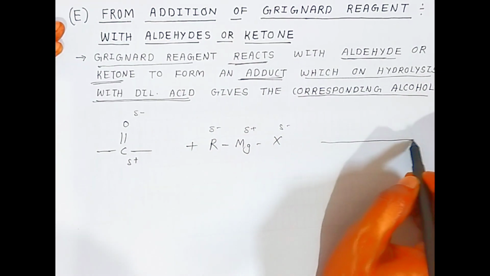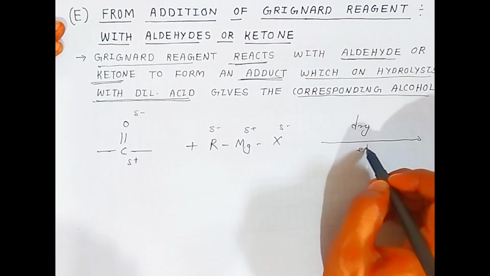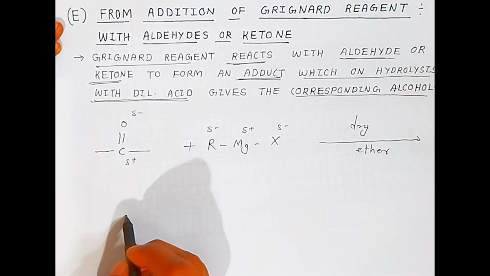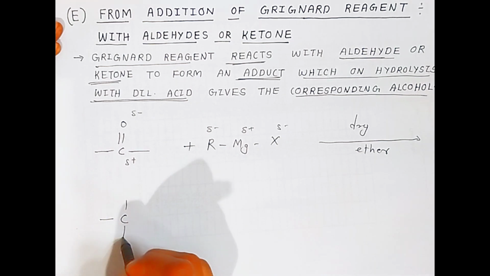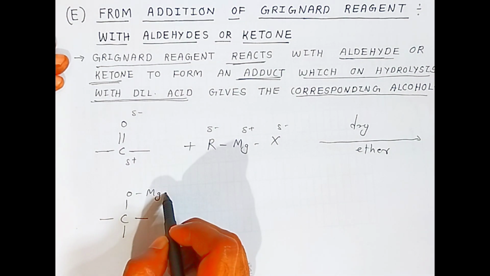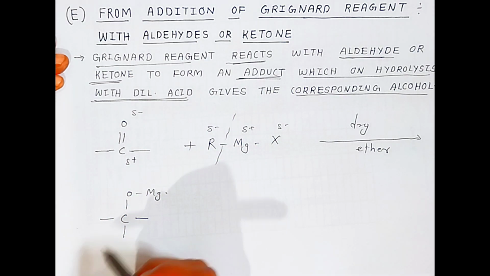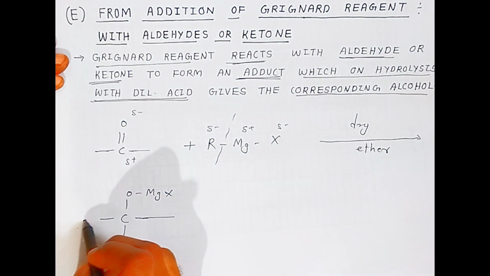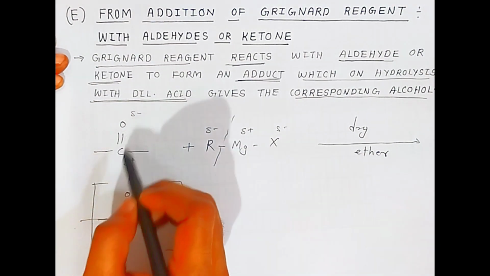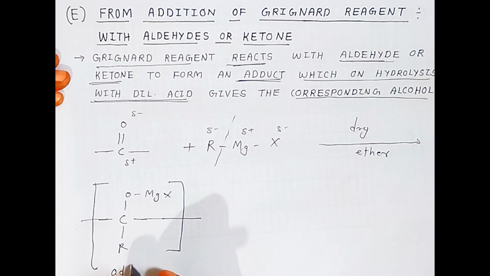Now, the addition reaction always takes place in the presence of dry ether. The carbon-oxygen double bond becomes a single bond like this. Okay students, here it will break and there is a formation of OMgX. This is an unstable product, students. In general I have taken, this is the adduct.